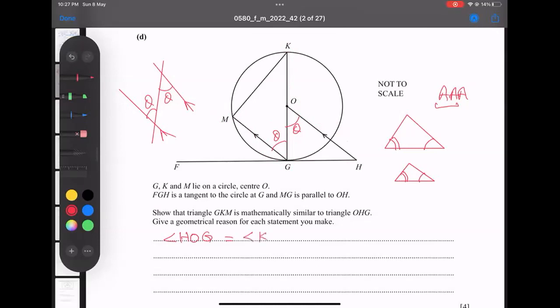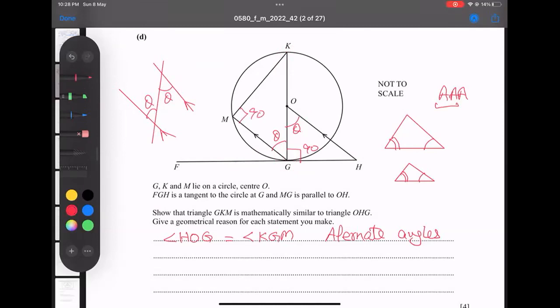KGM. And what is the reason? Alternate angles between parallel lines. Okay, this is enough. Second part, you know very well how much the angle between this diameter and the tangent is: 90 degrees. So this is confirmed 90 degrees. So I can say this is 90 degrees, and this is a diameter, and this is also 90 degrees.